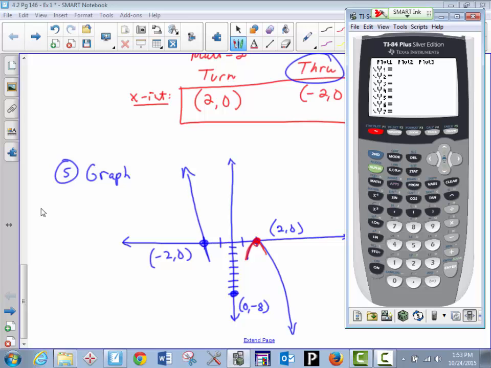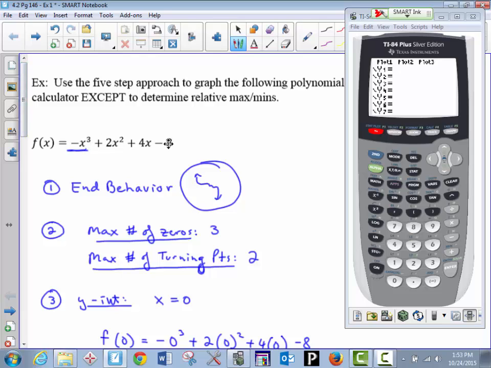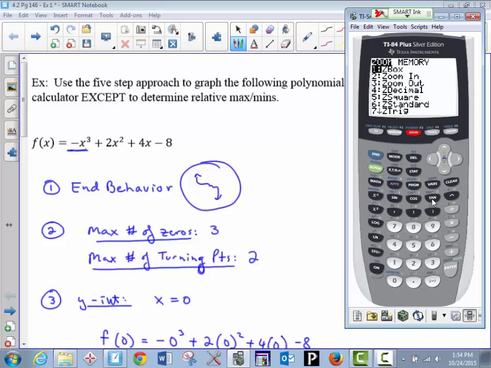So I'm going to want to enter my original function, so let me scroll back up to that. So we want to plug this into y1. So we'd have negative x raised to the third plus 2x squared, and then plus 4x minus 8. And then we're going to try a standard window. We know the y-intercept is negative 8, so the y-intercept will fit, but we don't necessarily know that the standard window will fit all of my graph. Let's just check and see.